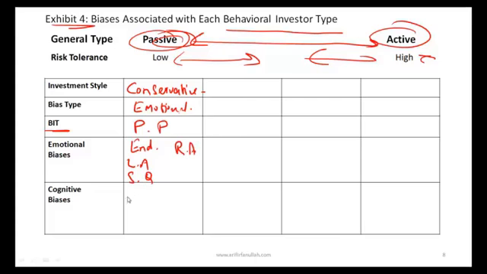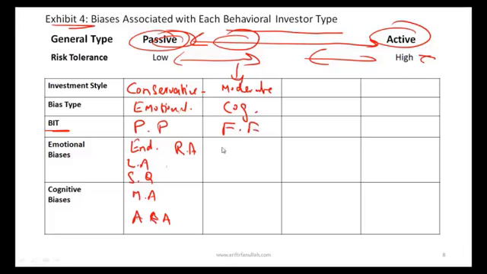And from a cognitive perspective, there are a few also. So mental accounting, and then anchoring and adjustment. So these are some of the biases that they might exhibit. But do we just take this as a given, or do we still need to test for this? We still need to test for it. Then the next is this category. What is this category? General type is still passive, but risk tolerance is medium. So the investment style here would be moderate. The bias type is generally or primarily cognitive. And this behavioral investor type is called a friendly follower.